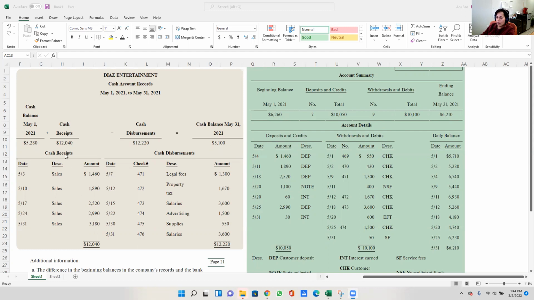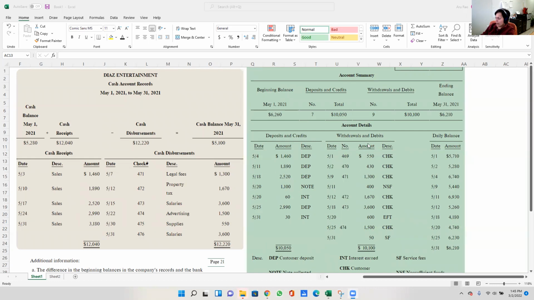So here we have all the receipts for the month. As soon as we collected cash, we put it in the bank. These are the dates that we have here. They're saying that they were all sales. These are the dollar amounts. These are cash receipts, which means cash is debited, cash increases. And we had cash disbursements. Now, all our cash disbursements were by check. So we have checks number 471, 72, 73, 74, 75, 76.